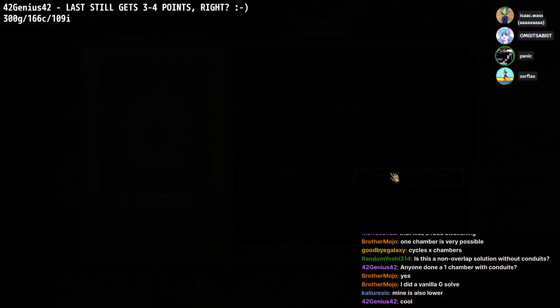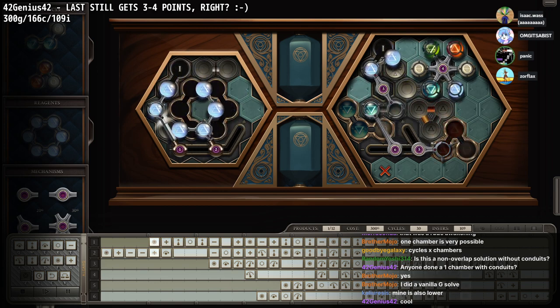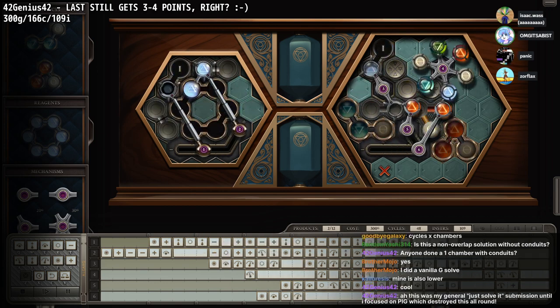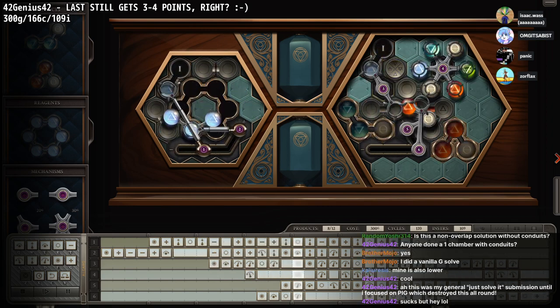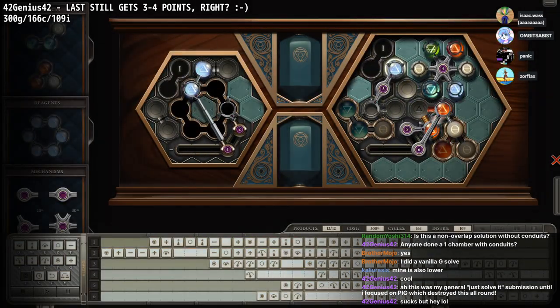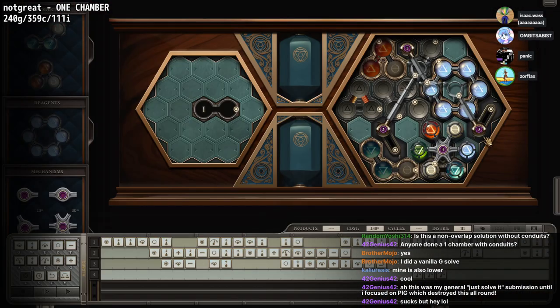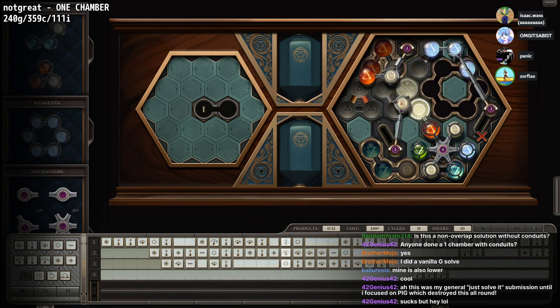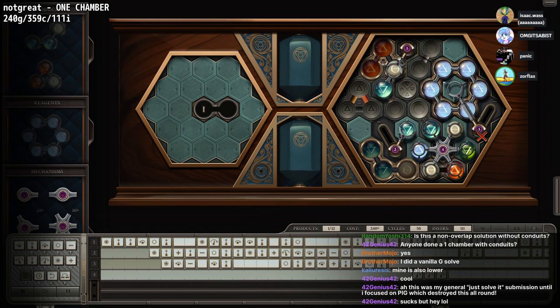This was 42 Genius's first working solve. Nice. Main problem was how to break up the input. The victory screen. Yeah, it's the stake in the ground solve, as I'm hearing it called these days. Last still gets 3 to 4 points, right? Per metric, yeah, and there's two of them. The whole stake in the ground concept is something that's still completely foreign to me, because I just go straight to optimizing. But it is honestly a good idea, and if you can do it, I would recommend it.